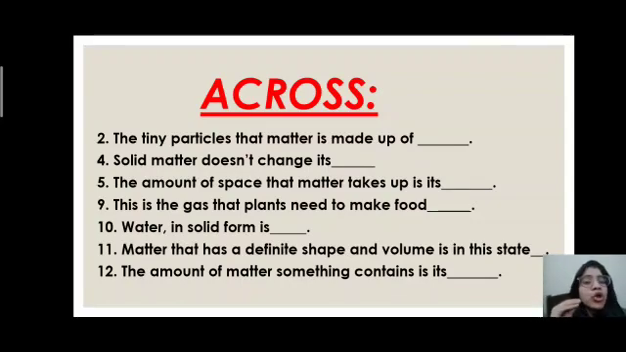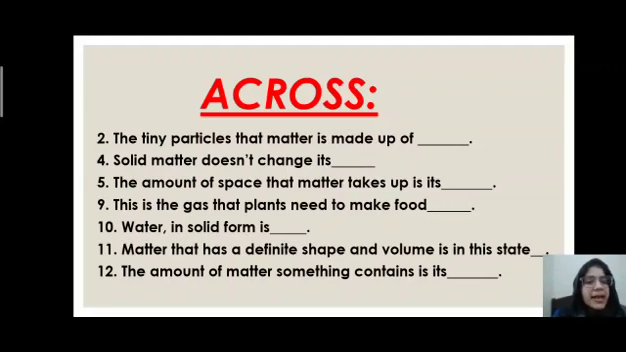The third blank is the amount of space that matter takes up is its. We have already learned the properties of matter, and there are altogether 3 properties of matter. One is the mass, the second is the volume, and the third one is the shape. What is mass? Mass is actually the weight. What is volume? Volume is actually the space covered. For example, if I am sitting on this chair, so I am covering some space. This space covering is actually my volume. So you have to write down the answer. The amount of space that matter takes up is its.